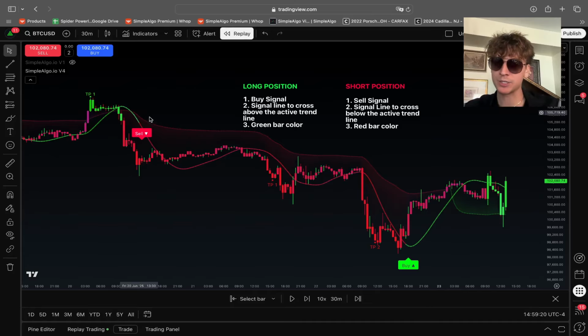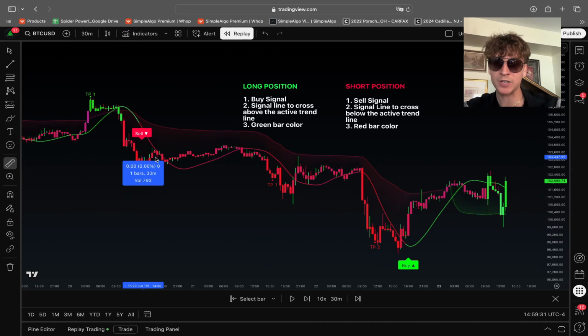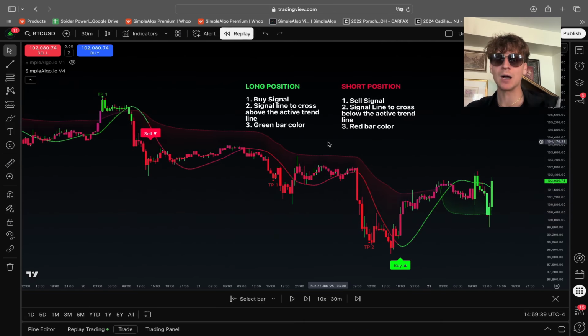And you know what? We have an example right here as well. The signal line has crossed below the active trend line, which is this darker line right here. We're in a sell signal and the candle colors are red. And as you can see, this would have ended up being a pretty successful trade. So I'm going to move on. I'm going to show you examples of this strategy in practice.